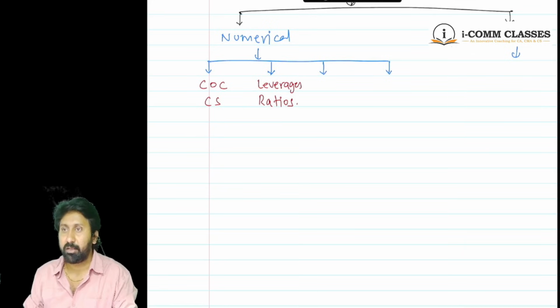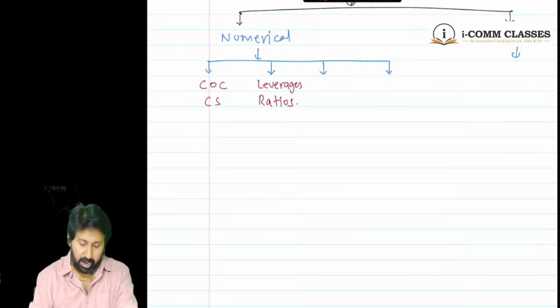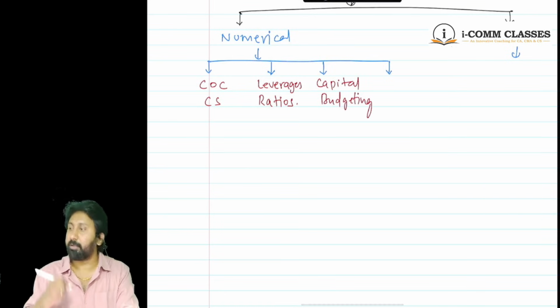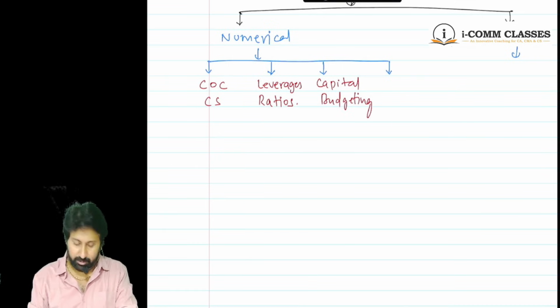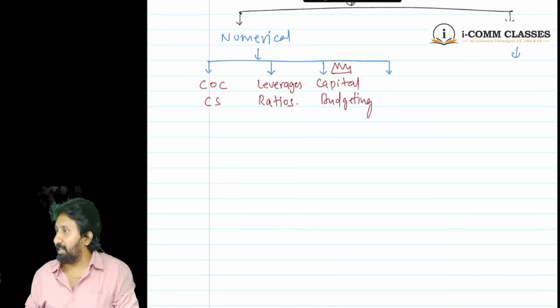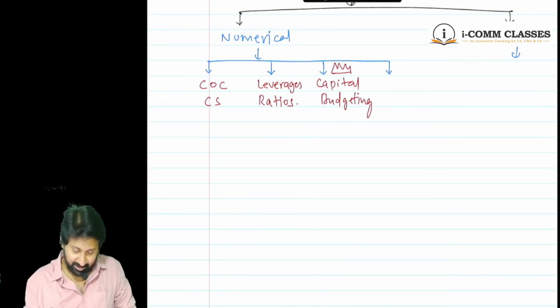Understood the point? Ratios. After that, the king of entire financial management. A king. Okay. We should draw one crown also for it. So it is a king. Don't ask for queen. It will come next.